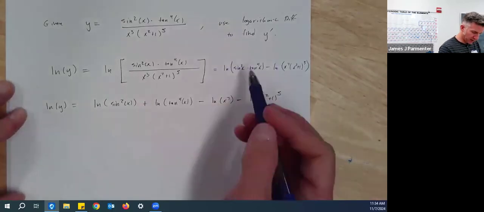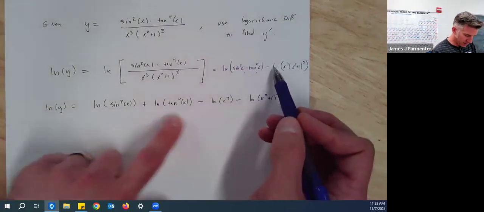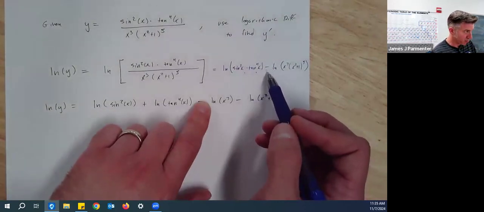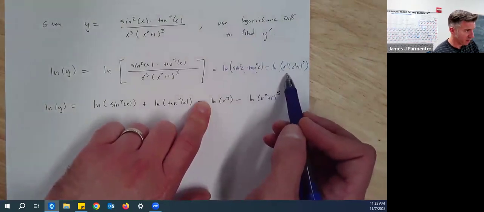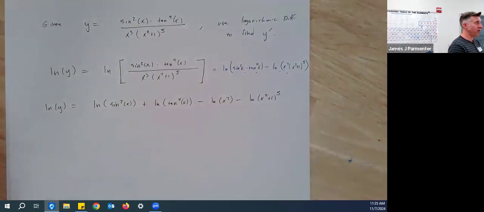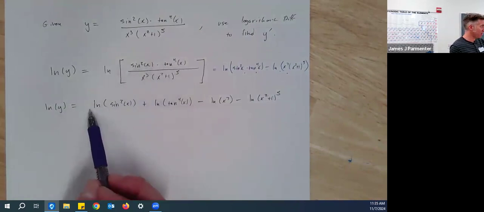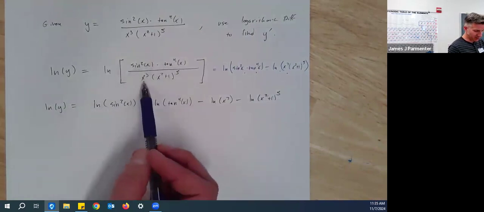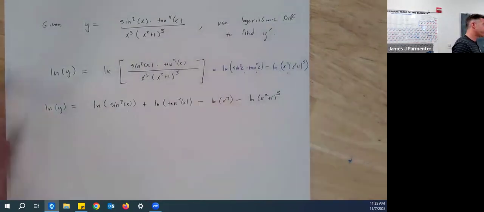And then when we break this up, it's the natural log of sine squared plus the natural log of tangent to the 4th. And when we break this up, it's minus parentheses the natural log of x cubed plus the natural log of x squared plus 1 to the 5th. And that minus sign distributes, and you get a minus sign in front of both of them. Or as I said before, all the factors in top get logarithms with positive coefficients. All the factors in the bottom get logarithms with negative coefficients. It always works out that way.